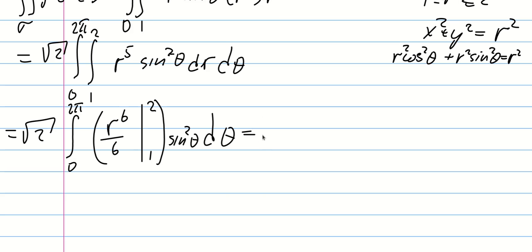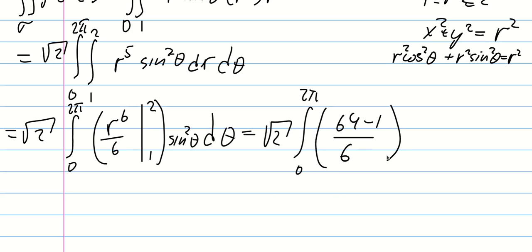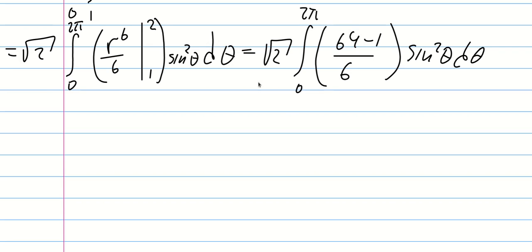Sorry, a little bit of technical issues. So we're calculating r to the 6 over 6, so we plug in 2. So it's what? 2, 4, 8, 16, 32, 64, right? 64. So square root of 2, integral from 0 to 2 pi, we have 64 minus 1 over 6 sine squared of theta d theta. Alright, so that's going to be 63 over 6. Here we'll do it on the side. 63 over 6, so we can divide by 3. So this will be 2 and this will be 21.